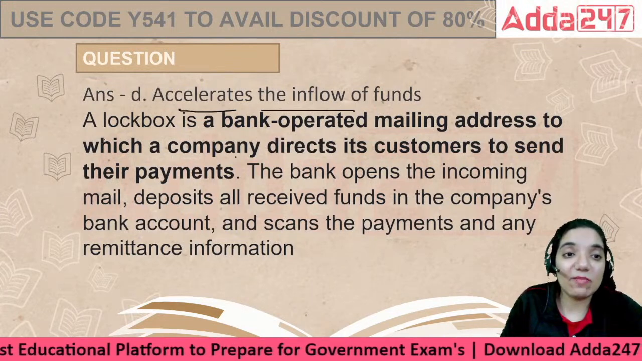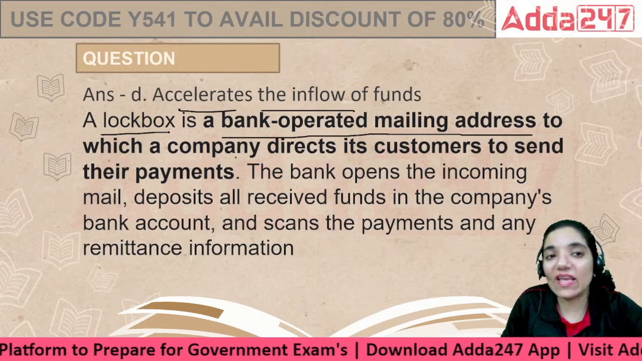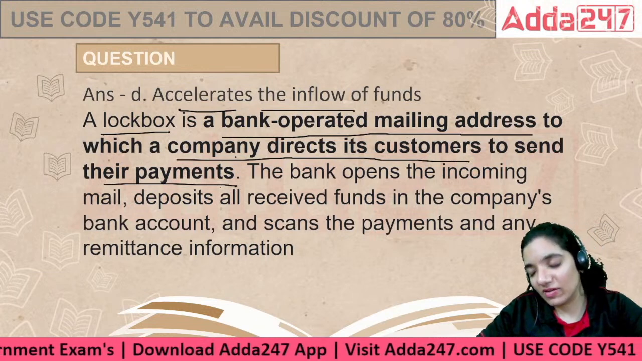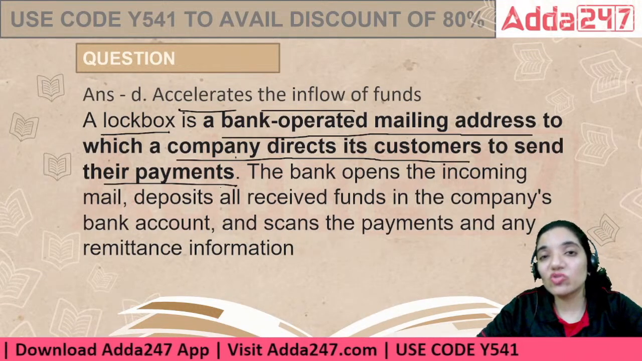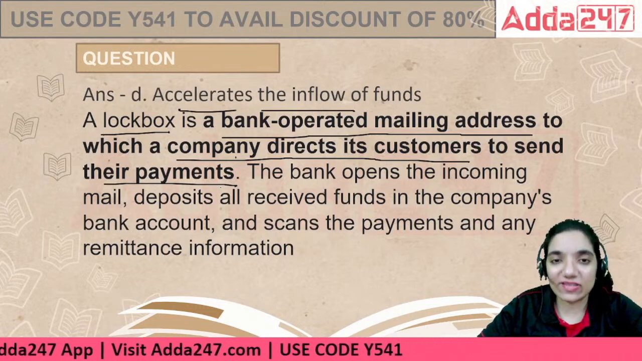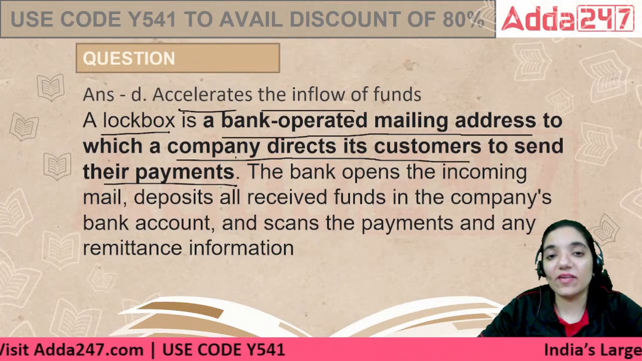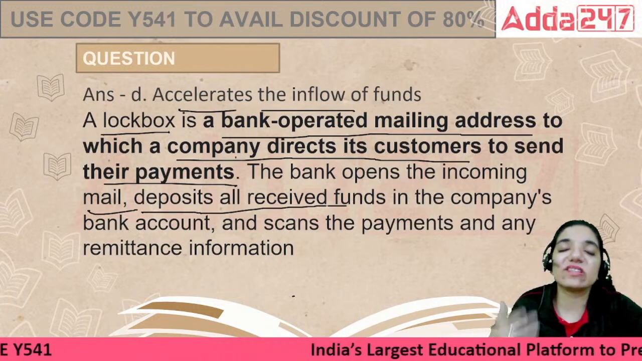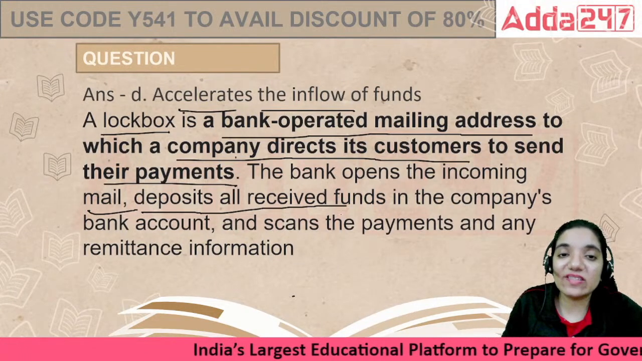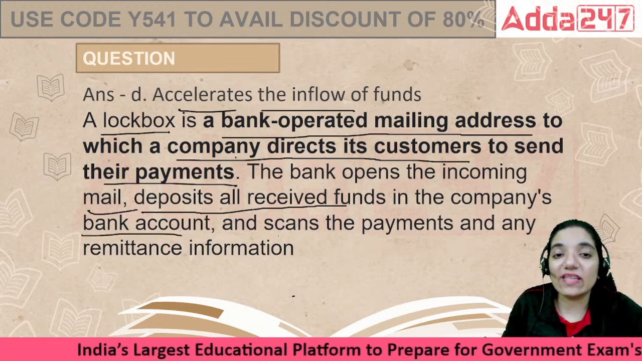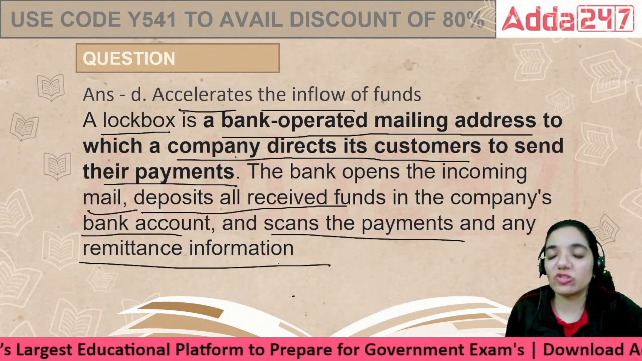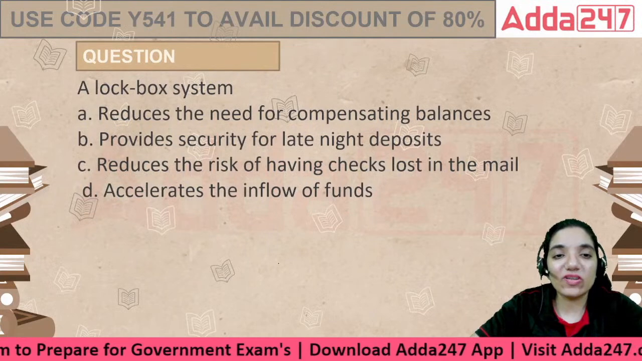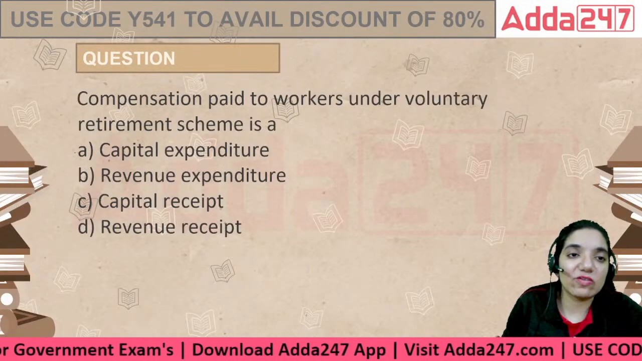As I stated, a lockbox system is a bank-operated mailing address to which a company directs its customers to send their payments. It's a mailing address where you send the money, right? As soon as the bank opens that mail, they will get all the amount received from the people. The bank deposits all received funds in the company's bank account, and scans these payments and any remittance information further, right? That is the lockbox system.